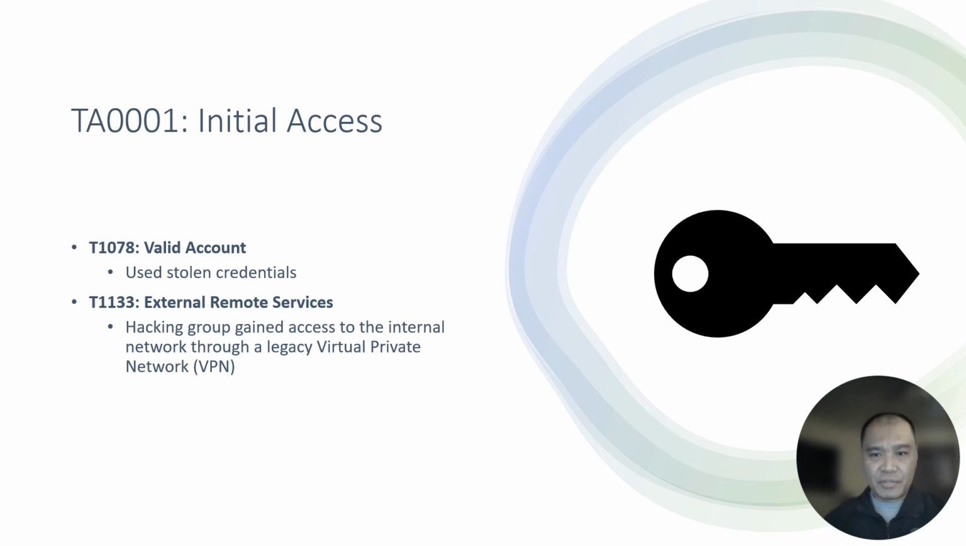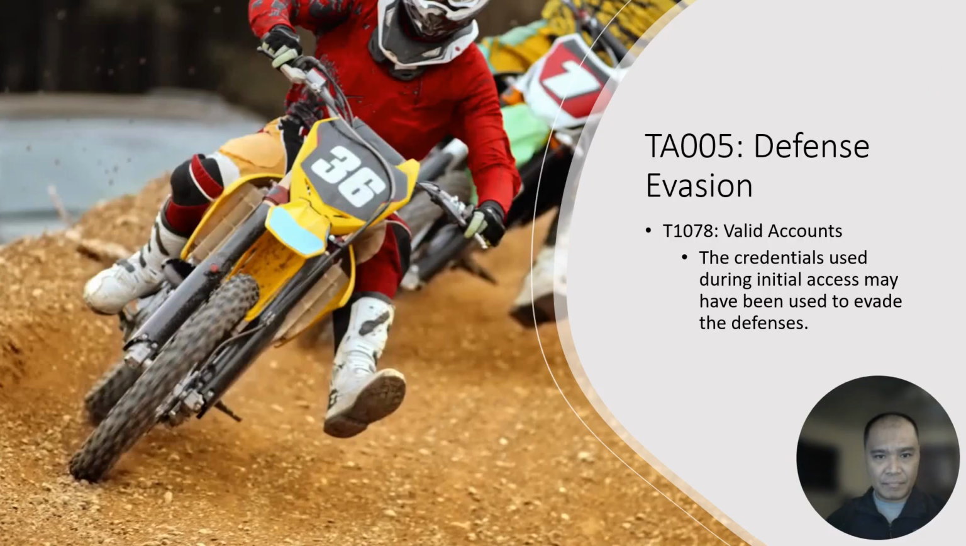According to the news, on May 6, 2021, the DarkSide group gained access to the internal network through a legacy VPN using a user's stolen username and password. Once inside the internal network, the defenses could have been evaded using the stolen credentials. It is possible that the credentials compromised by the hackers had the privilege to specific systems or access to restricted areas of the network.